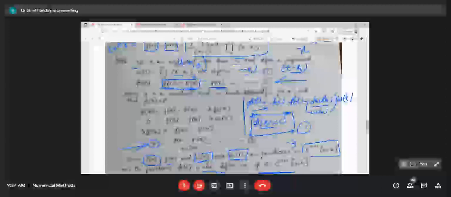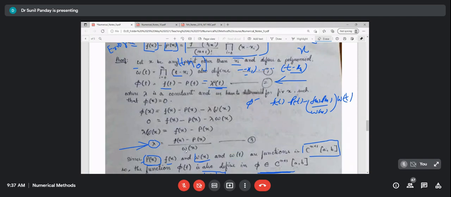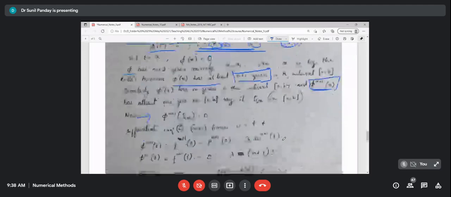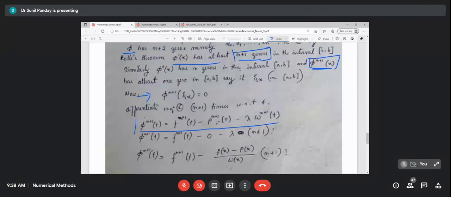So our next job is to differentiate this phi function n plus 1 times with respect to t, and we'll see what value is coming. So we are differentiating our phi(t) function n plus 1 times with respect to t.